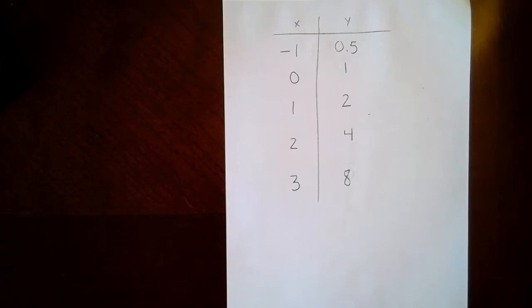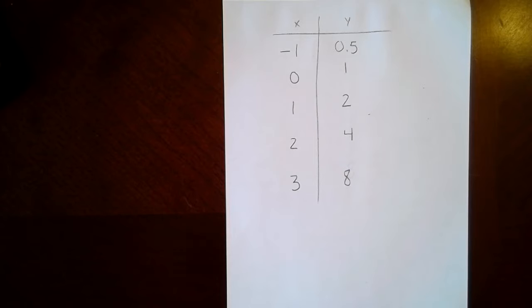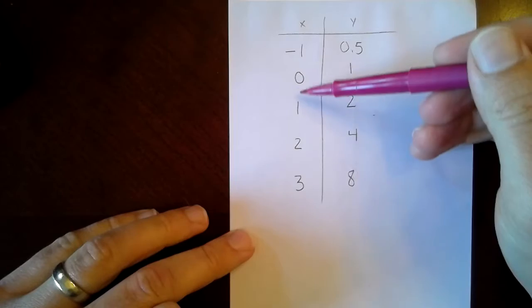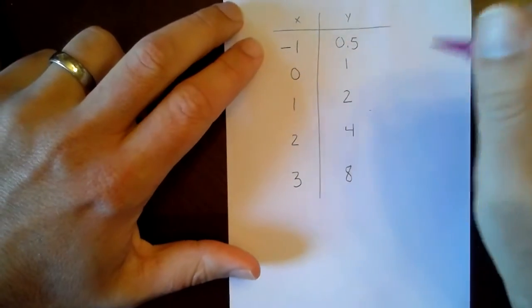All right, here I have a table. Here's a table of values, and I want to figure out, is it linear, is it quadratic, or is it exponential? So the first thing I'm going to do is just scan. My x's are going up by the same one. Okay, so now I want to check to see what's going on with my y value.